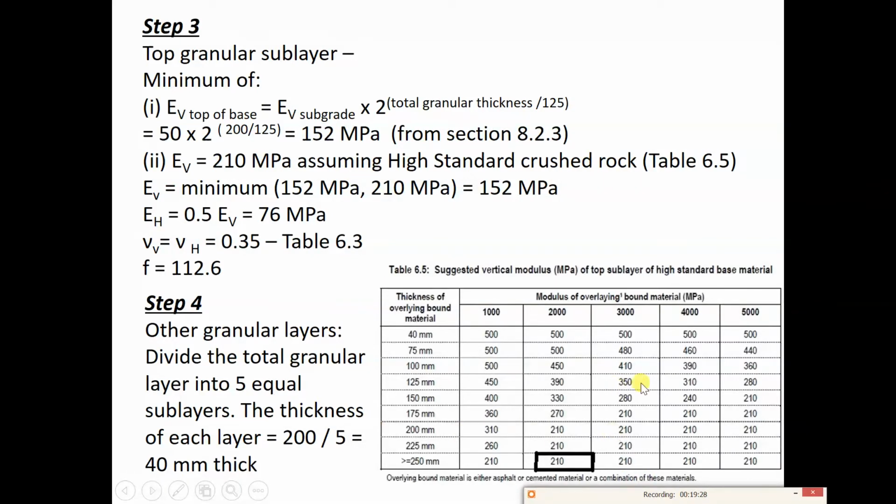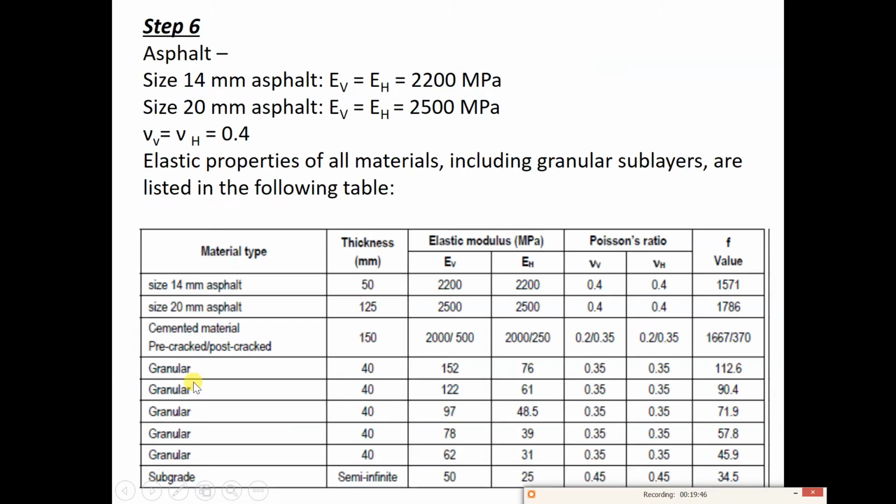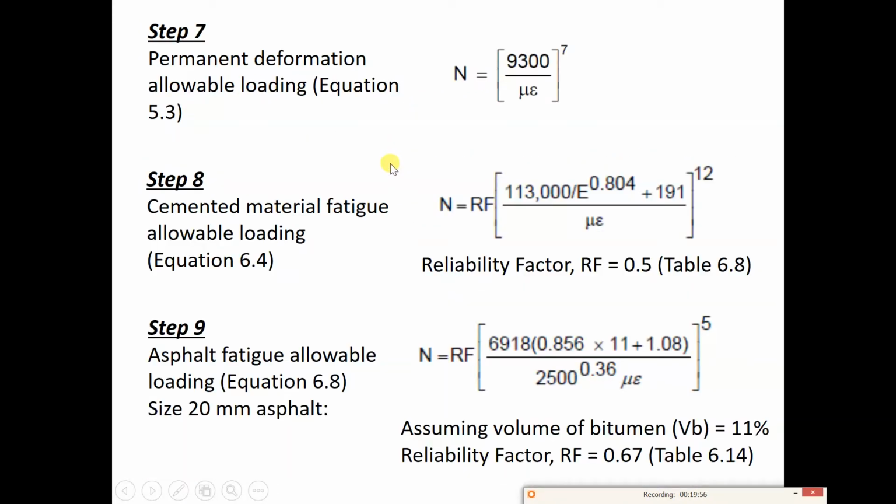We're not going to look into too much detail on this, because it's quite complicated; we're going to use the CIRCLY software anyway. For the cemented material, we enter the modulus and the Poisson ratio, and the asphalt as well. For the asphalt, we choose 14 mm and 20 mm asphalt. Enter the values. So these are the three formulas going to be used to find the allowable standard axle repetitions.